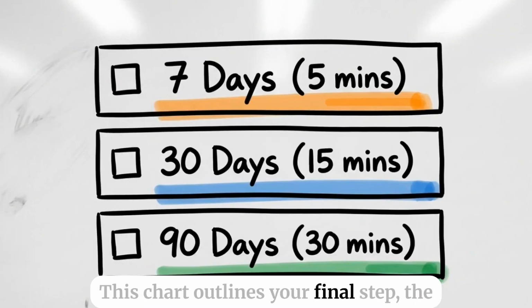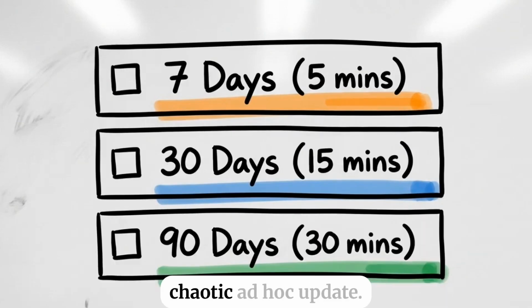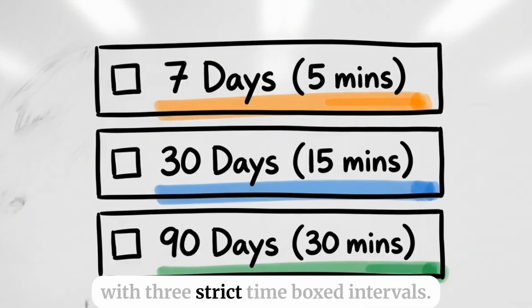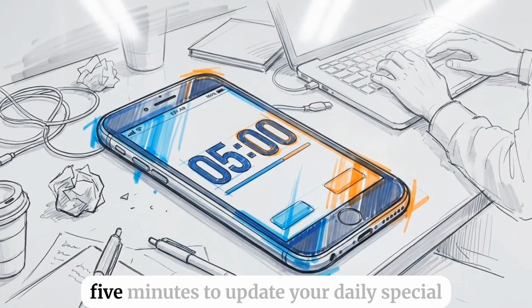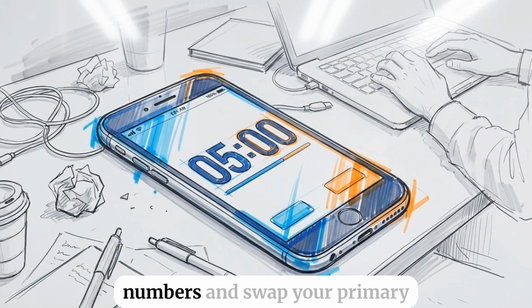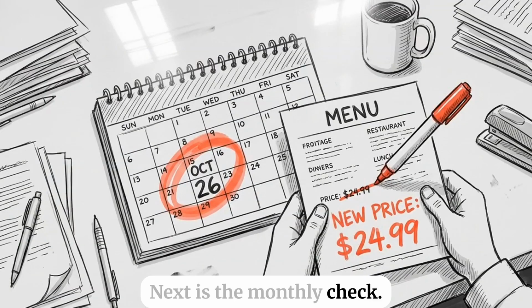This chart outlines your final step, the maintenance routine. To keep the system running, you replace chaotic ad hoc updates with 3 strict time-boxed intervals. For your weekly check, set aside exactly 5 minutes to update your daily special numbers and swap your primary promotional image. Next is the monthly check.